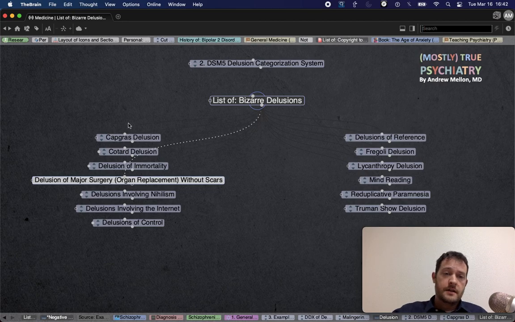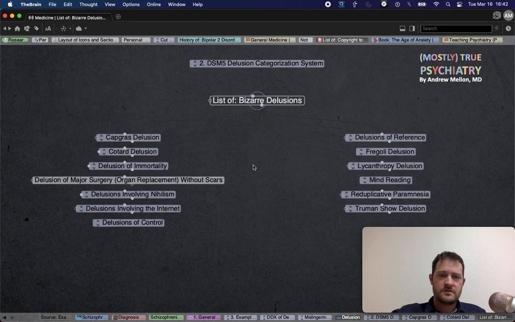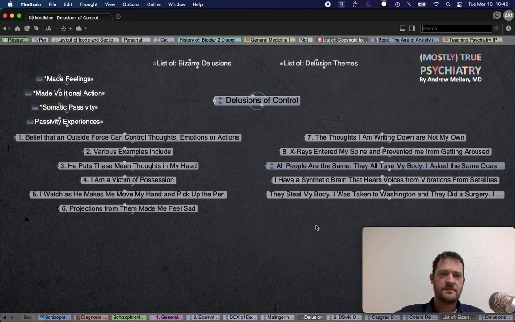There's Cotard delusion. It's basically the same idea as nihilistic delusion, but it's a belief that one does not exist or is already dead. Half of them think they're immortal in that situation. Delusions of control are a big deal. It's a belief that outside forces can control your thoughts, emotions, or actions. This is going to be one of the most prevalent kinds. It's common with persecutory delusions.